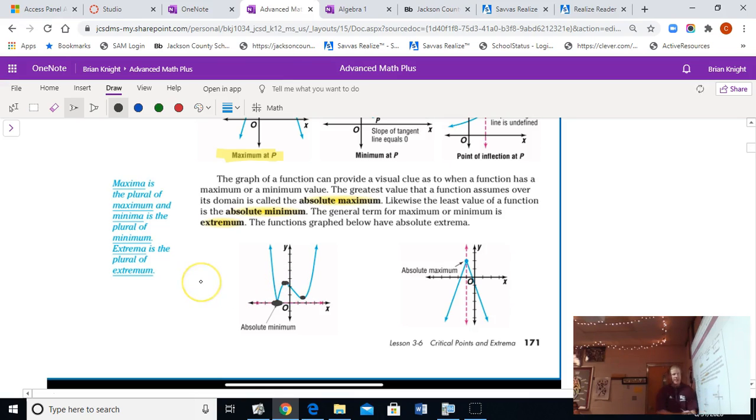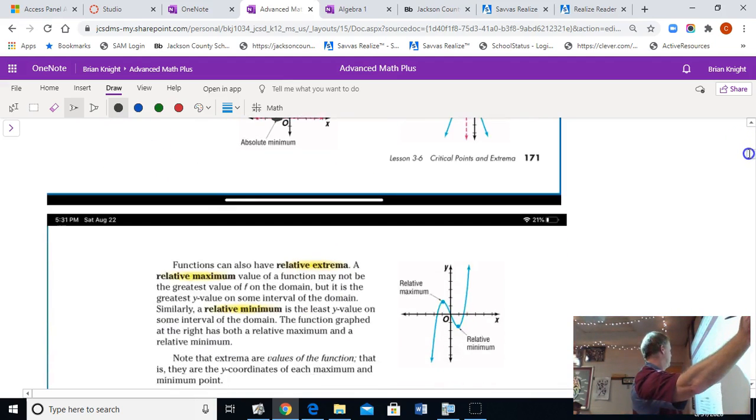Is that an absolute max or a relative max? It's a relative. Does this graph have an absolute maximum? No, because it goes up forever, okay? Is that making sense? This one over here, though, does have. That is an absolute maximum. It's never going to get higher than that. Everybody understanding the difference between absolute and relative? Everybody good? Awesome. Moving right along.